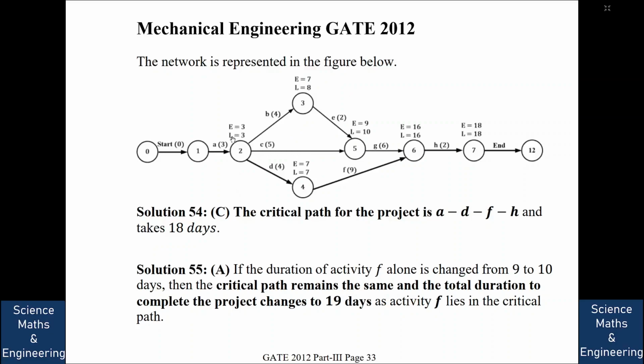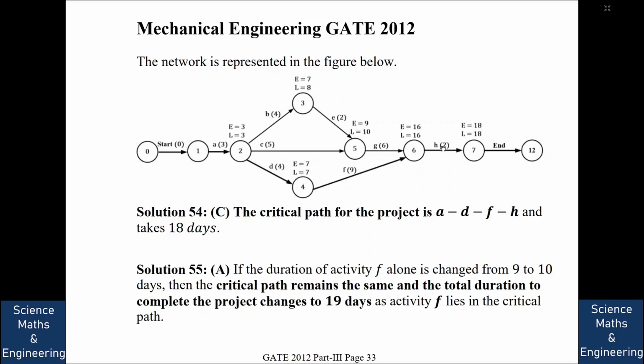So for every activity we mention the earliest time and the latest time that is required to do the activity. So A has earliest time 3, latest time also 3. So in 3 days it has to be completed. So when we do that, we first have to find the critical path. So our critical path is A, D, F and H. So this is the critical path. So here we do not have any extra time.